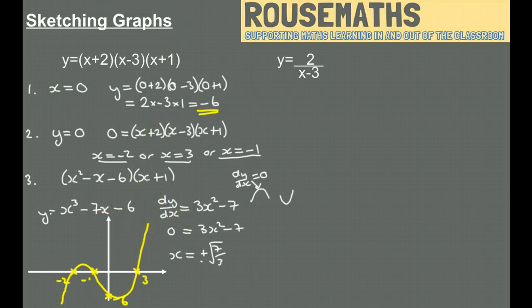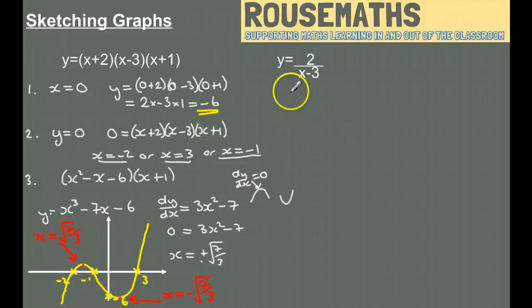But we also know that if you take the two turning points, the minimum and maximum points, this one here is going to have an x coordinate of root 7 over 3, and this one down here is going to have an x coordinate of minus root 7 over 3. And if you substitute those values into the original equation up here, you can work out their equivalent y values. So that's sketching for a cubic.